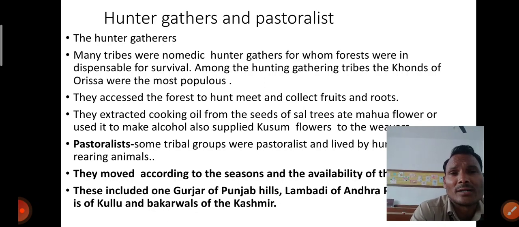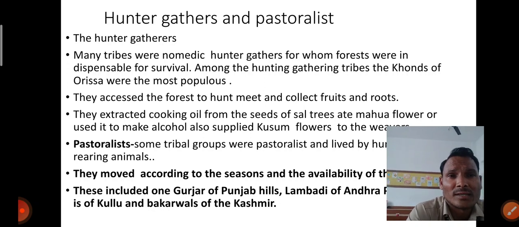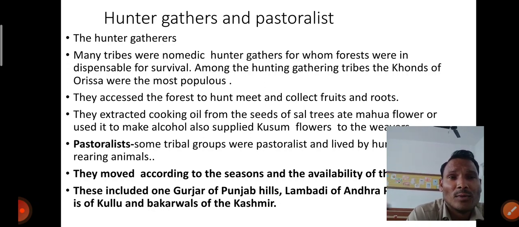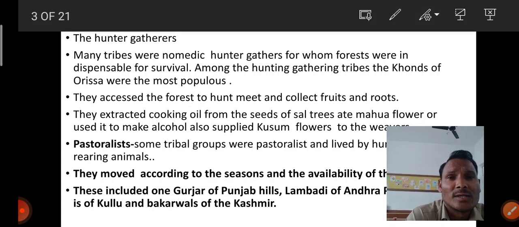They extracted cooking oil from the seeds of the sal tree, ate the mahua flower or used it to make alcohol, and also supplied kusum flower to the weavers to color the cloth.